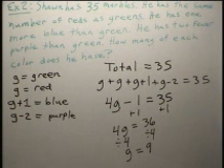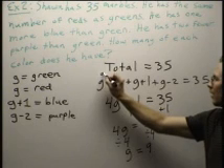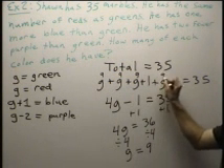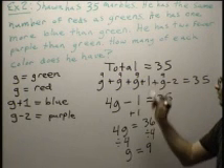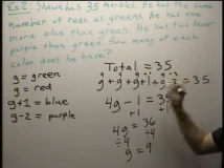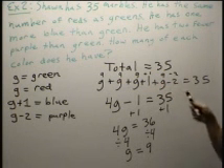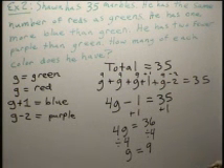We can check that. 9 plus 9 plus 9 plus 1 plus 9 minus 2 gives us 9 plus 9 is 18, 27, 28, plus 9 is 37, minus 2 makes 35. It checks. So we answer the question.